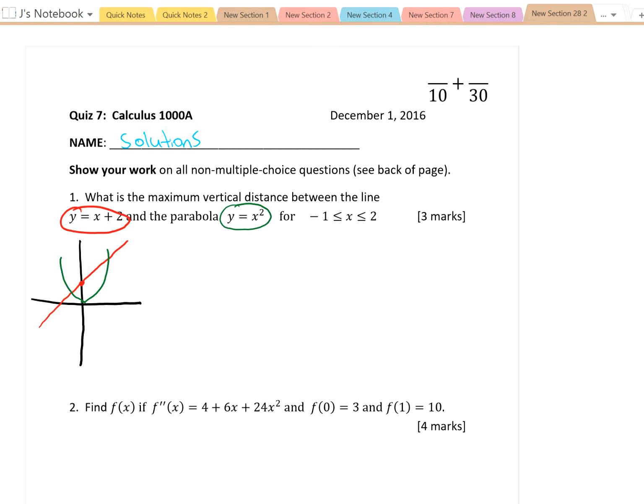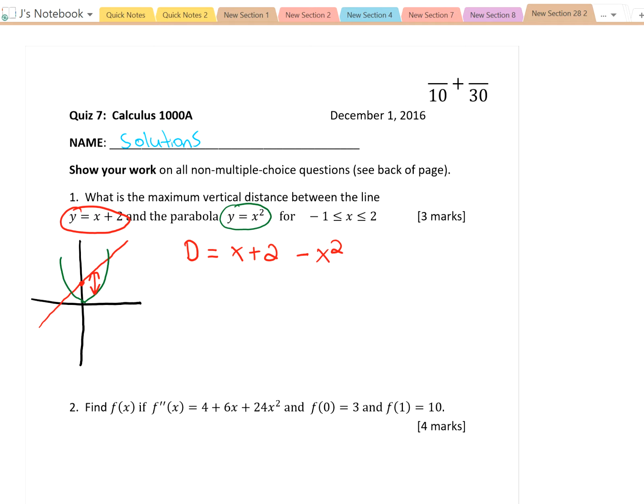Okay, next. We're going to create a formula for this vertical distance, which I'm going to label with that red arrow. We'll call it capital D, and that's going to be equal to the y value of the top line minus the y value of the bottom curve. Distance is equal to x plus 2 minus x squared. And we're looking for where this distance is a max.